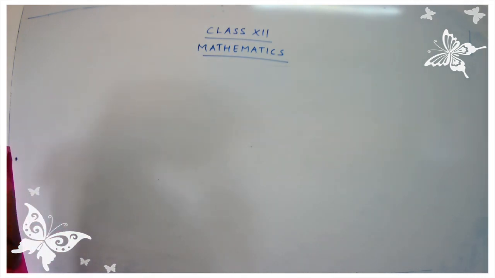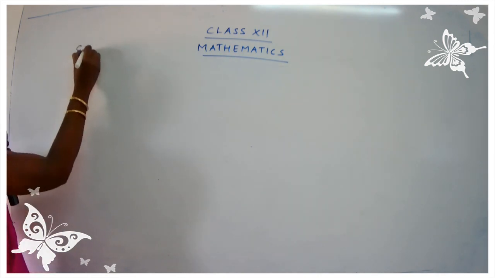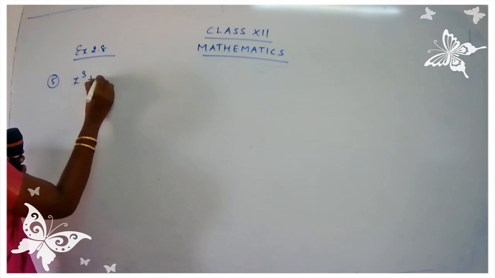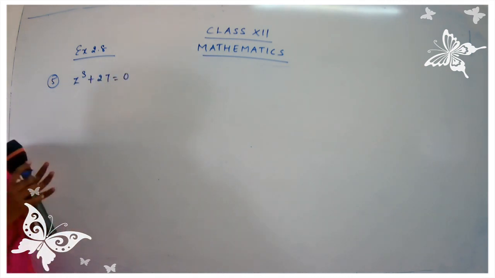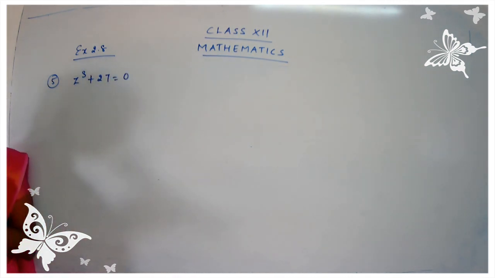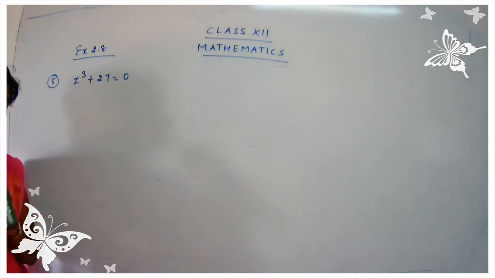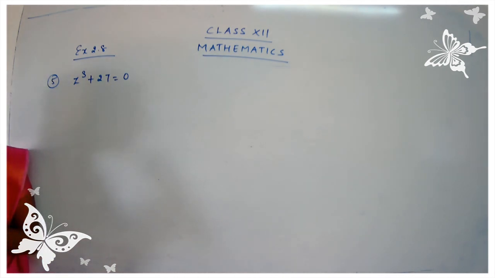So you are going to solve the equation. Sum number 5, z cube plus 27 is equal to 0. This type of question is important, like exercise 2.8 is important. You may have a question from 2.8. It may be a 2 mark or a 3 mark or a 5 mark question. Okay children? So you have to be thorough with exercise 2.8. Okay, let's start with the sum.